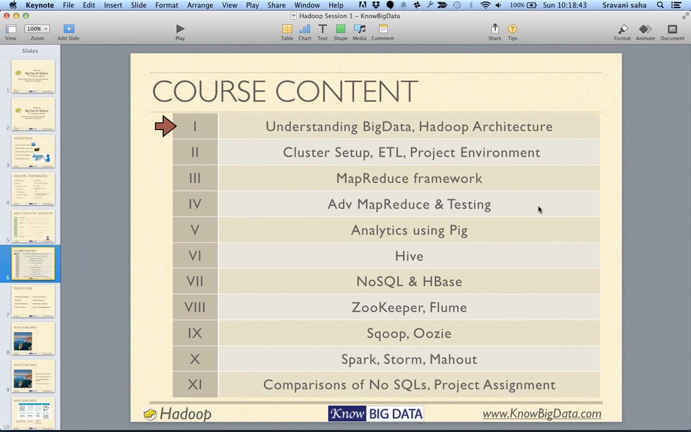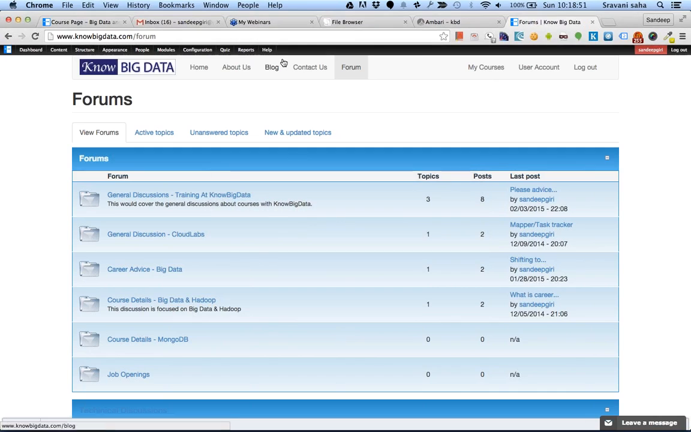So Prabhat's question is, is there a detail of the 5.5 weeks program? So 5.5 weeks looks like this. These are the 11 sessions, and the detail. Let me also tell you.